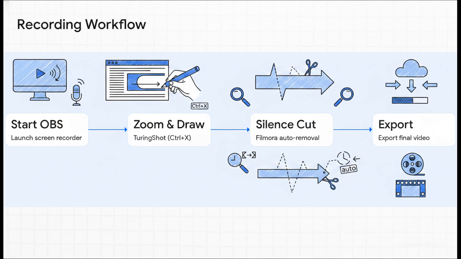Step 3, run that raw file through something like Filmora. You use its auto-silence removal feature to just instantly strip out all the dead air where you were thinking or typing. And Step 4, export. Just like that, you've saved yourself hours of grueling manual timeline slicing.